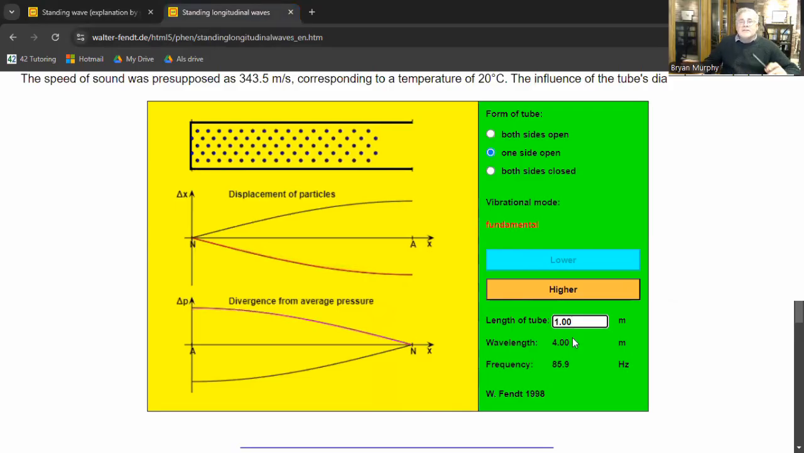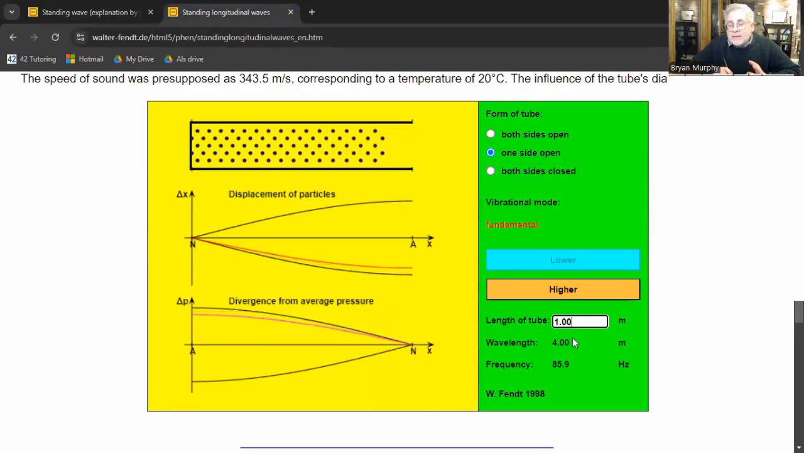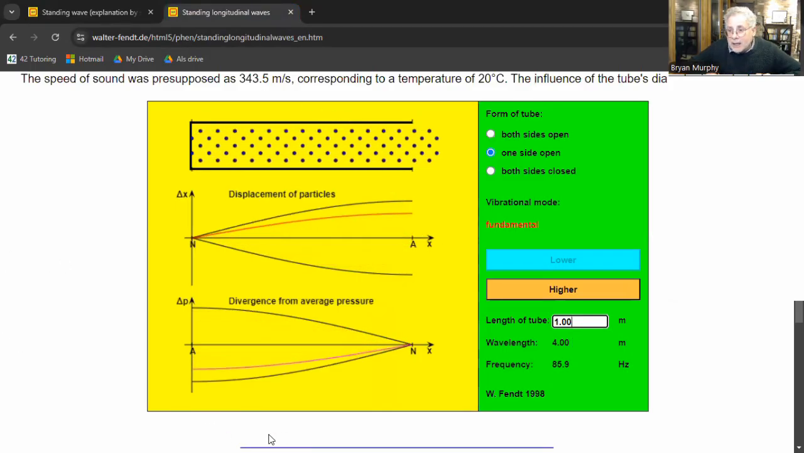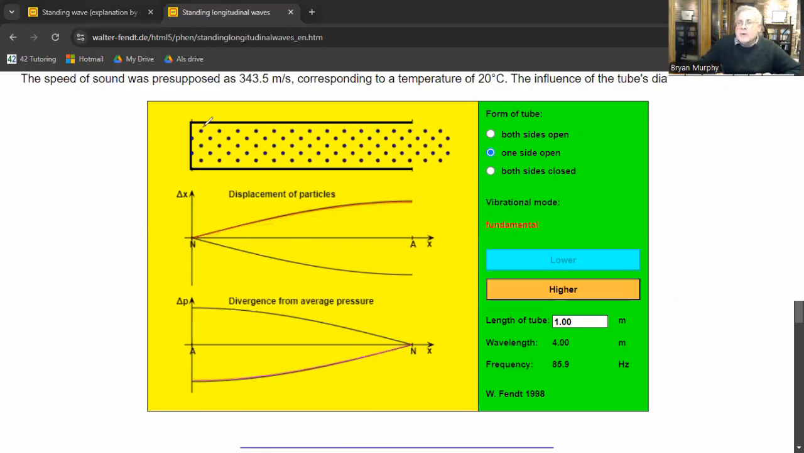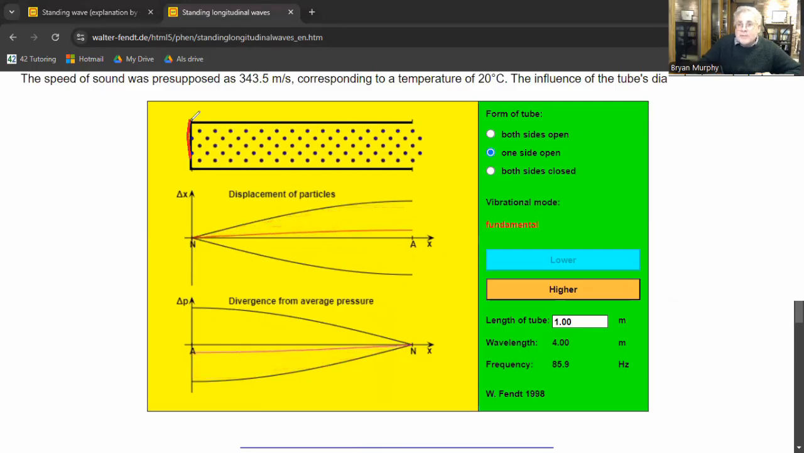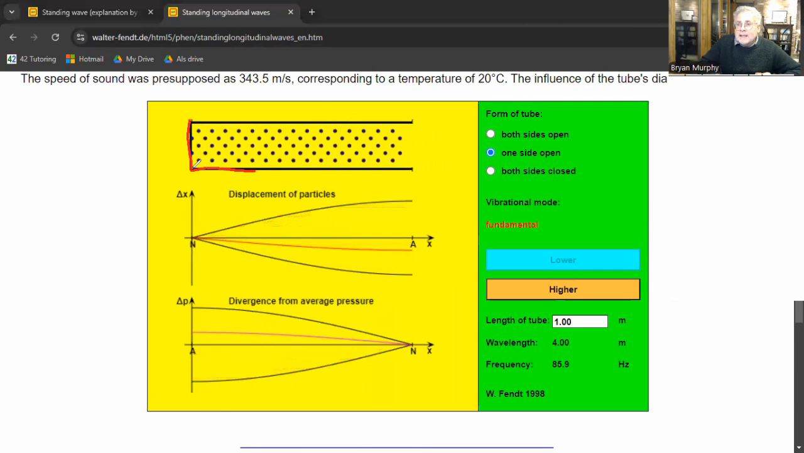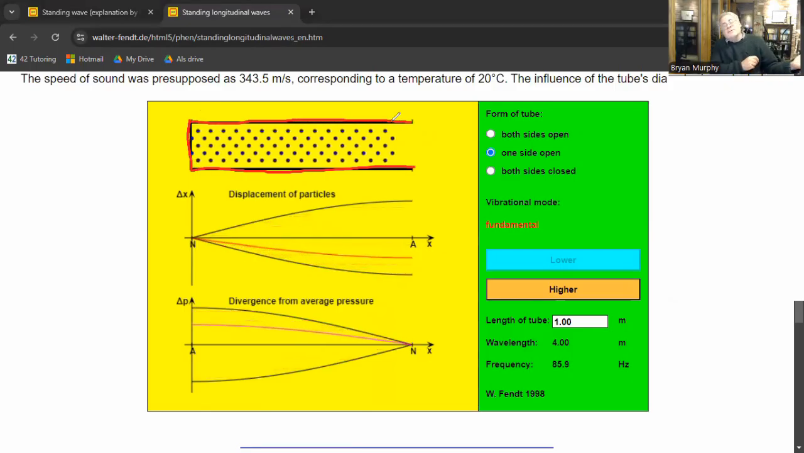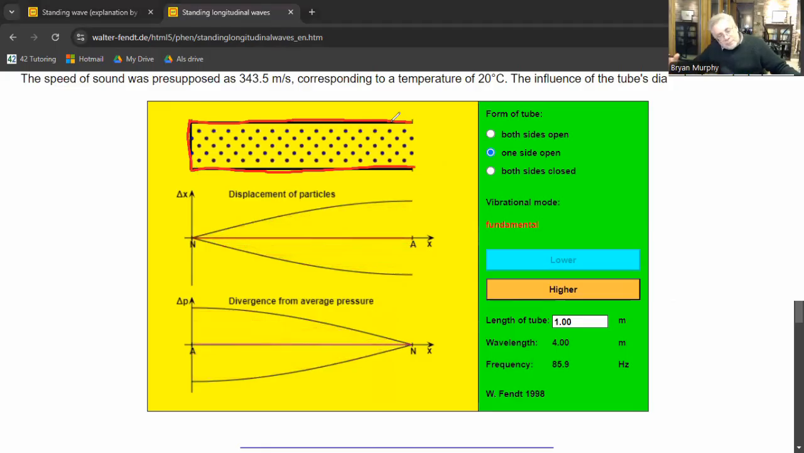Right. So let me just leave that to go through a few cycles. We have got a pipe which is open. So this is my pipe, like that. It is open at one end, the right-hand end, and closed at the other. So that could be something like a flute.